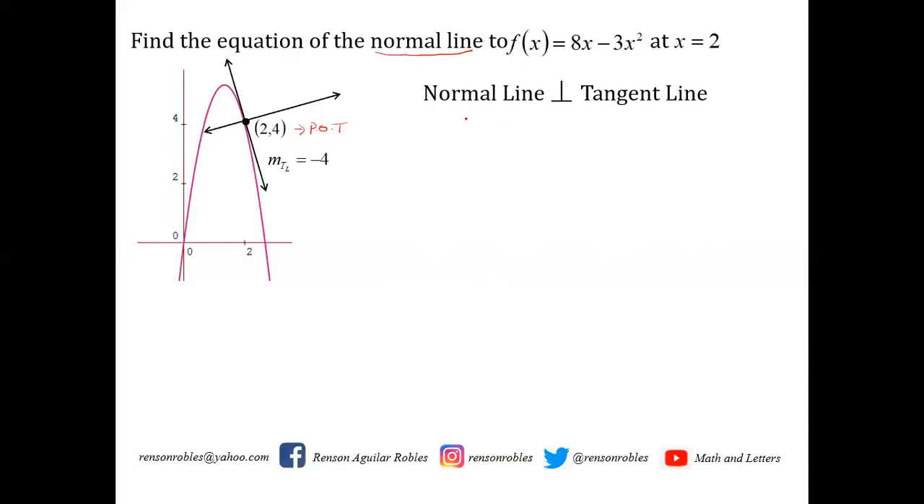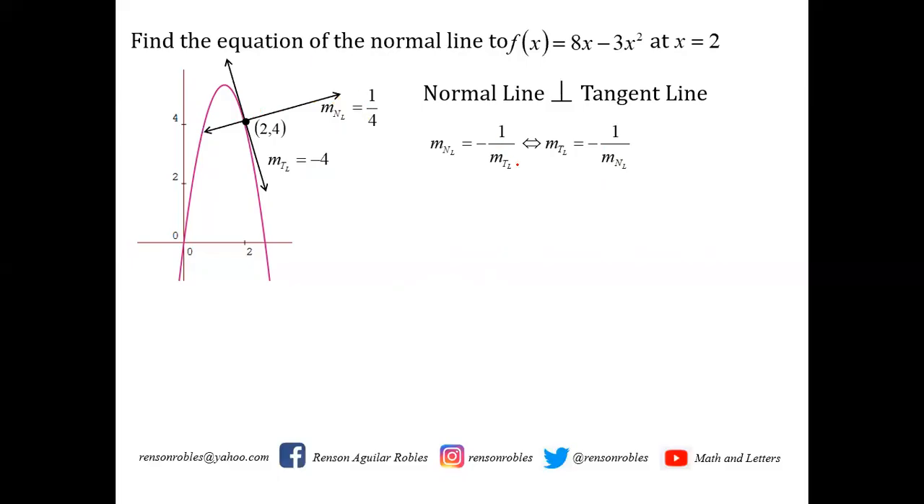And we know that this normal line and tangent line are perpendicular, and two lines are perpendicular if their slopes are negative reciprocals of one another. So the slope of the normal line is equal to negative 1 over the slope of the tangent line, or the slope of the tangent line is equal to negative 1 over the slope of the normal line. Given this information, if the slope of the tangent line is equal to negative 4, then the negative reciprocal of negative 4 is positive 1/4. So therefore, the slope of the normal line, this line, is 1/4.